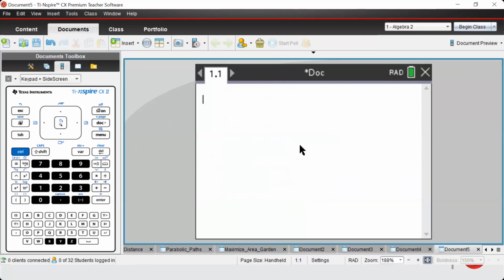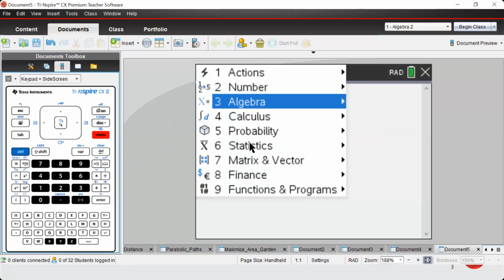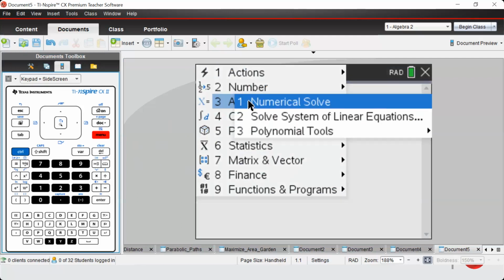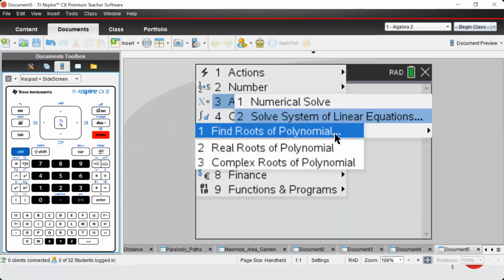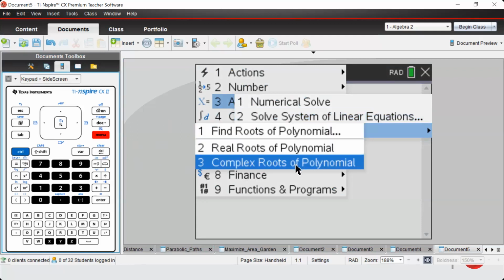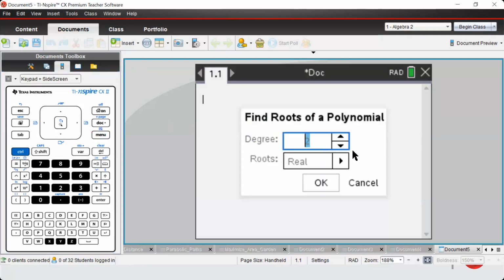So I open up a calculator page. If I go to menu, all these different options pop up. Most of you guys expressed knowledge in this. So I'm going to choose algebra. We have numerical solve, systems of linear equations, polynomial tools. So, quadratic functions, they're polynomials. So find roots, real roots, complex roots. I usually just find roots of polynomial in the first one. That's where I really introduce this concept.